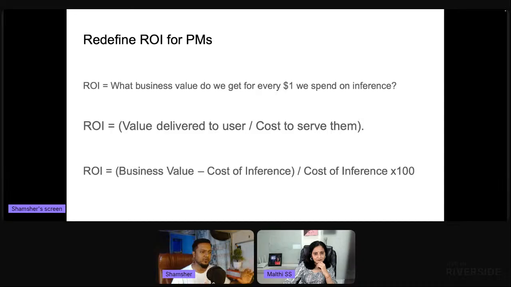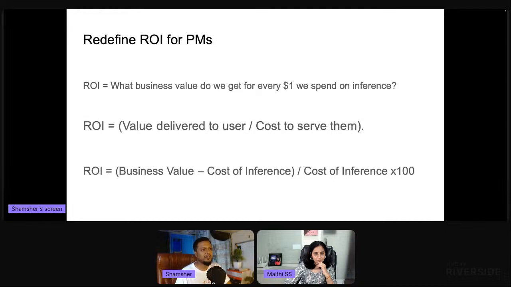If you put that into a simple formula, it's basically value delivered to the user divided by cost of serving them. Now, if you do that calculation for inferencing, the formula that I found in the morning is basically business value minus cost of inferencing, divided by cost of inferencing, times 100. That's how you will be able to calculate the ROI.